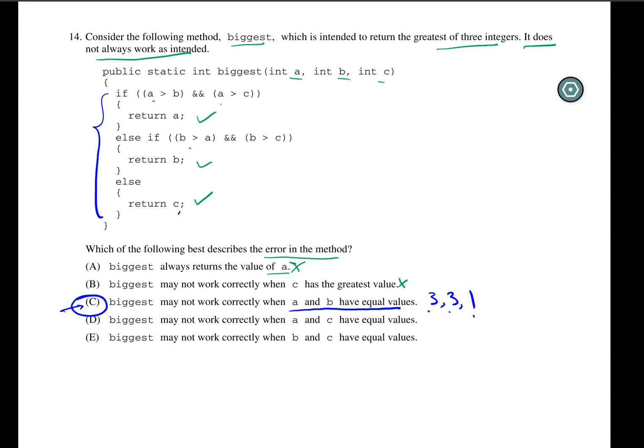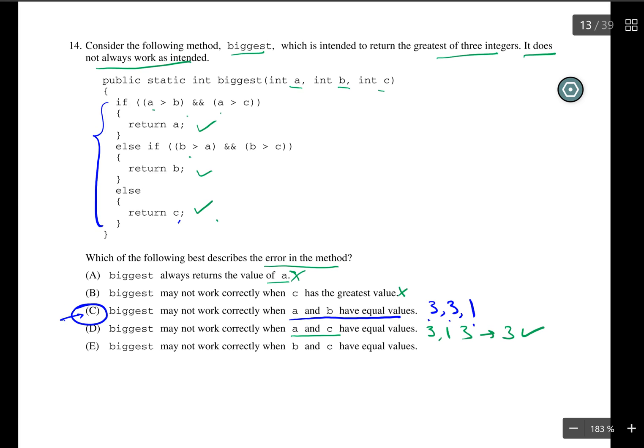Biggest may not work correctly when A and C have equal value. So something more like 3, 1, 3. If we go there, it's not going to return A, but it's going to return C. So it's still going to return 3. So that does work out.